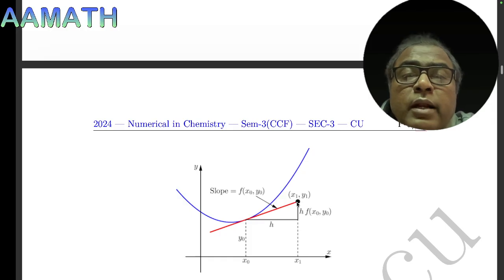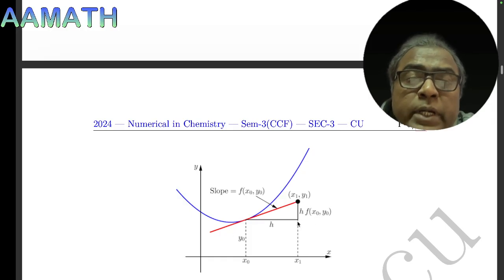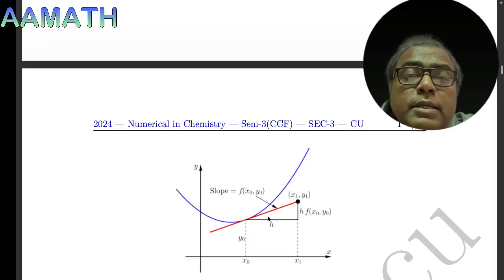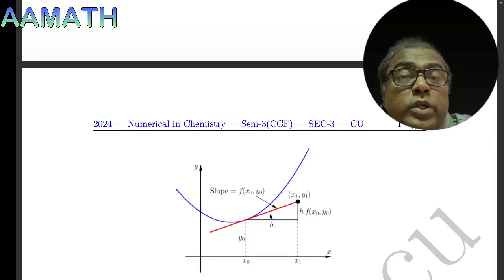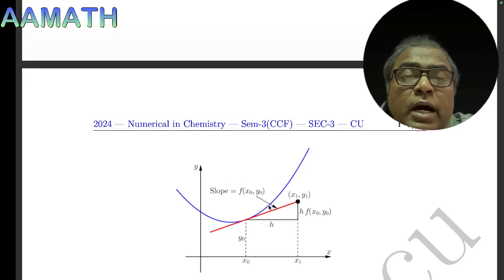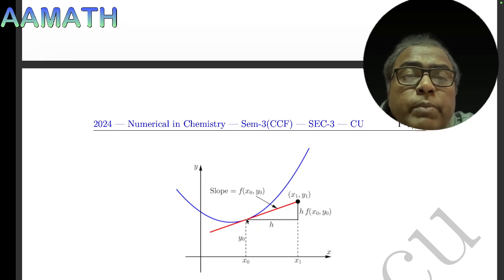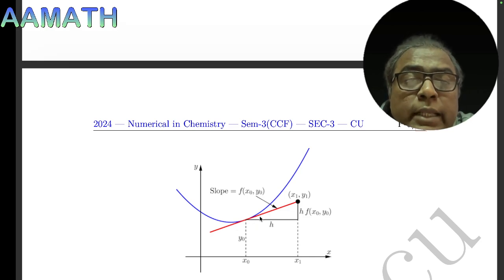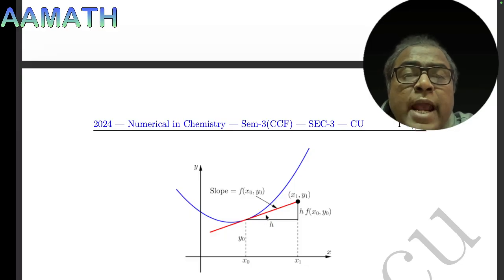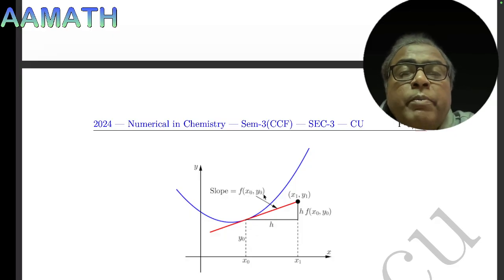In this right angle triangle, perpendicular by base equals tan theta. This tan theta is equal to dy/dx, which is f(x0, y0). This f(x0, y0) gives the slope of the curve at this point. If we draw a tangent on the curve, which is unknown, at the point (x0, y0), then the angle theta with the positive x-axis in the anticlockwise sense has tan theta giving the value of f(x0, y0).